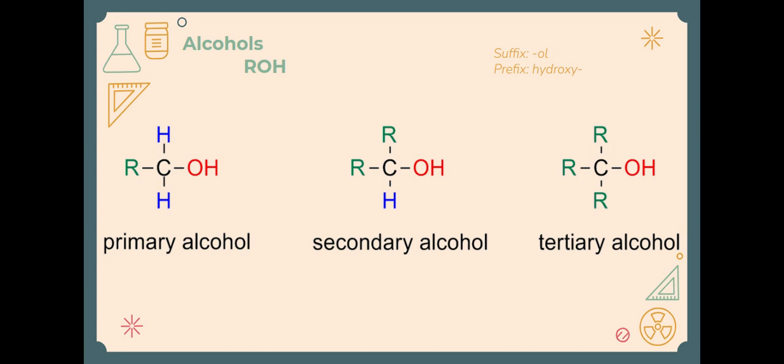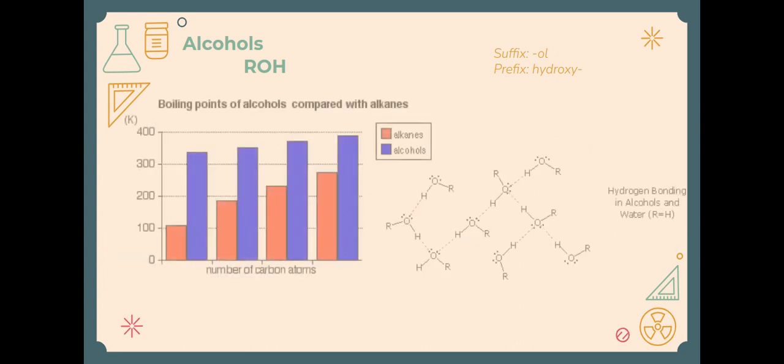An alcohol is an organic compound with a hydroxyl group attached to a carbon atom. Alcohols can be primary, secondary, or tertiary. A primary alcohol has a carbon attached to one other carbon. A secondary alcohol has a carbon attached to two other carbons, and a tertiary alcohol has a carbon attached to three other carbons, as can be seen here.